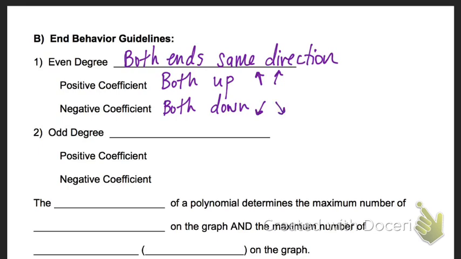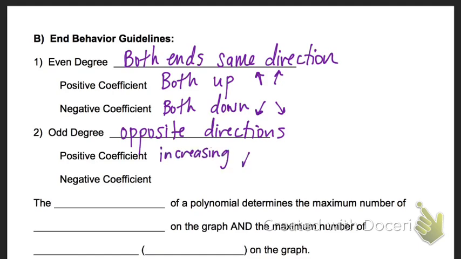Odd degree means they go in opposite directions. If it's positive, what is it doing to the right? Down to up. It's increasing. So it looks like that, down to up. If it's a negative, then it's decreasing, up to down.